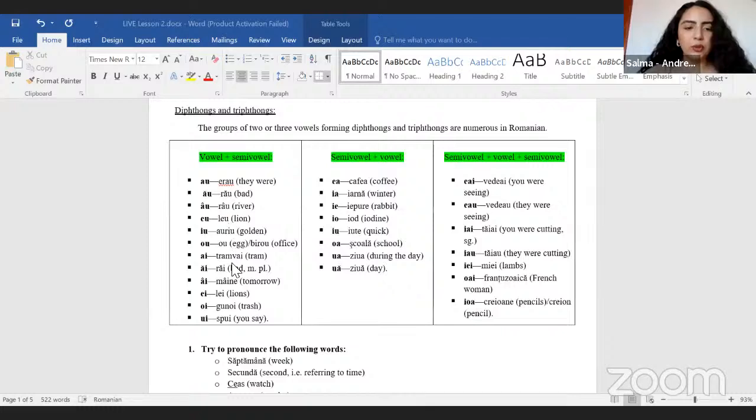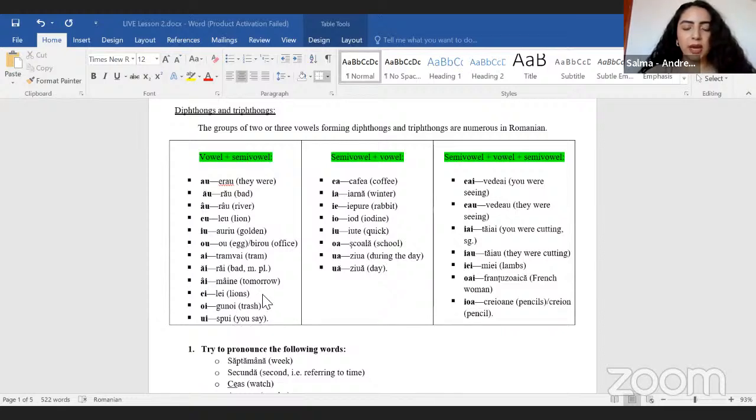Okay, so I am going to read out loud just the right side, and I invite you to try to pronounce them as well. Okay, erau, rău, râu, leu, auriu, ou, birou, tramvai, răi, mâine, lei, gunoi, spui.